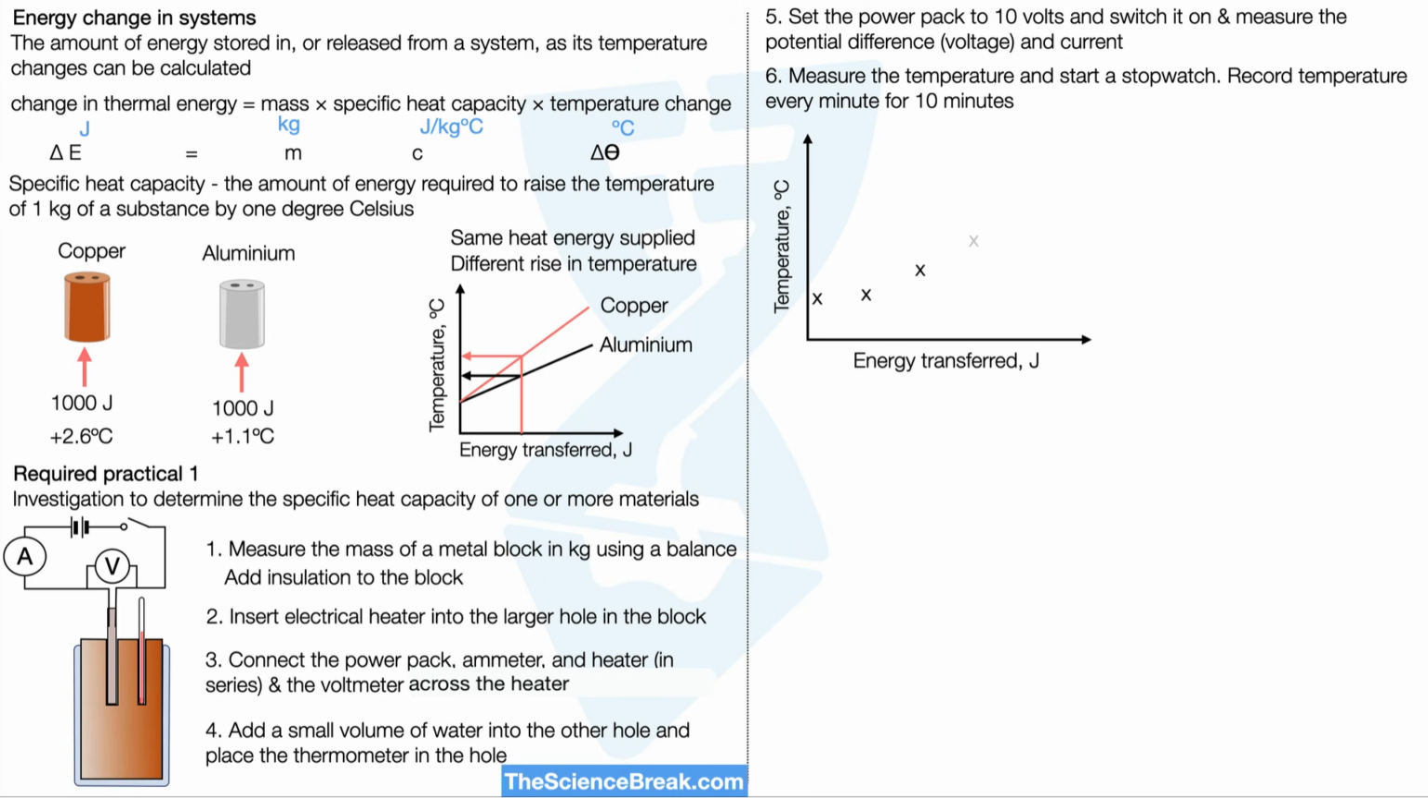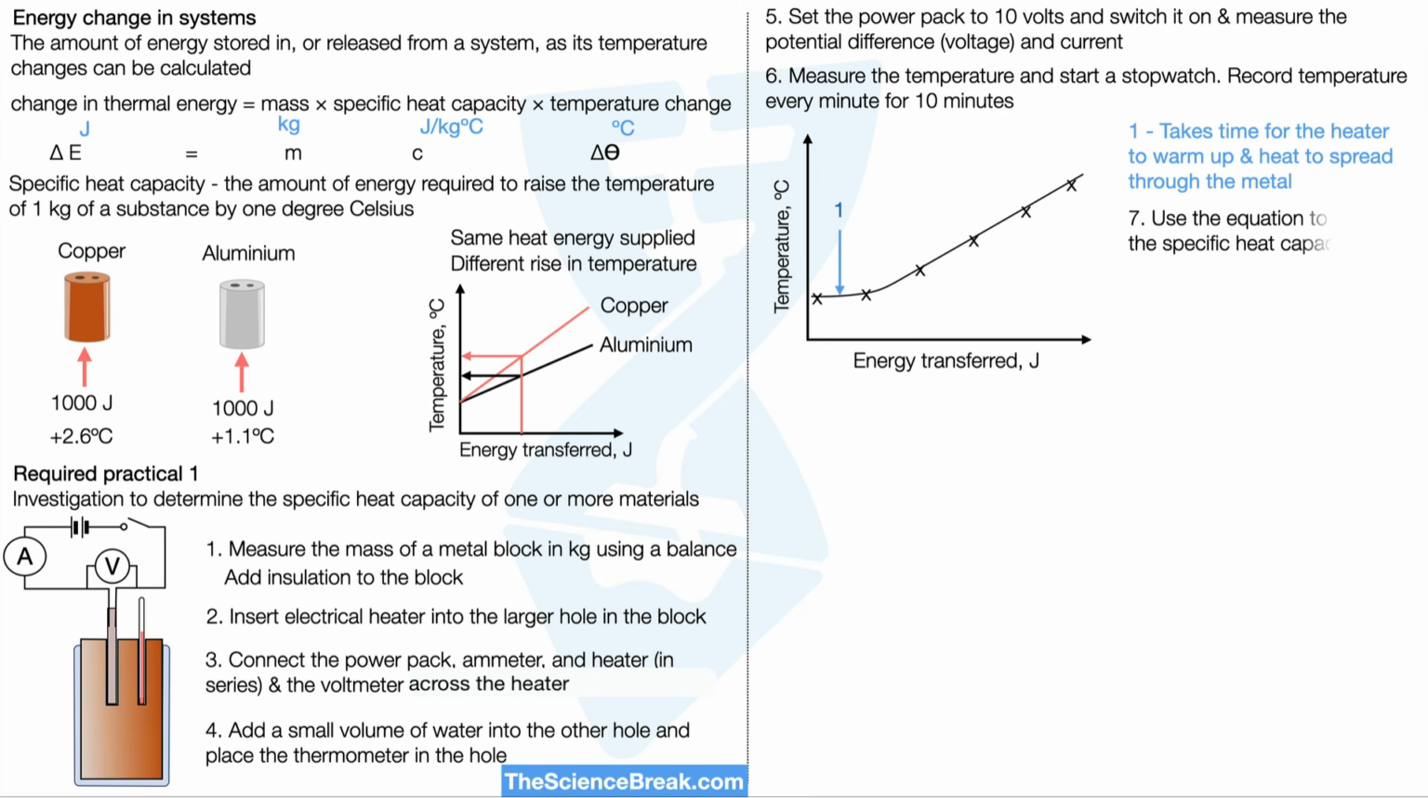Here are a set of values, and if we join them up with the line of best fit, we notice that it doesn't rise equally in all parts. This part here at the beginning is there because it takes time for the heater to warm up and for the heat to spread through the metal. That's why we get that little lag at the beginning.